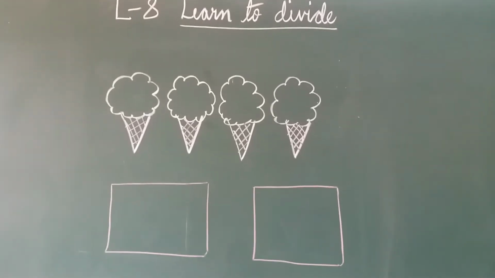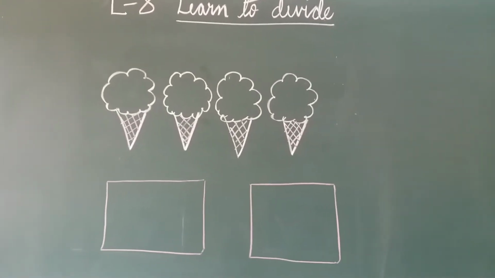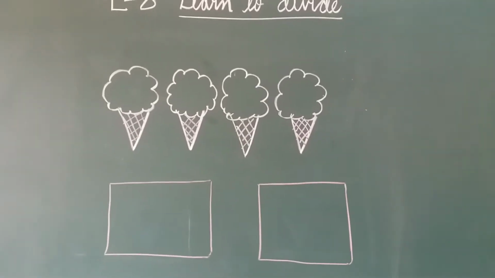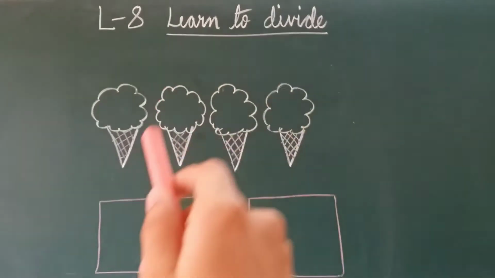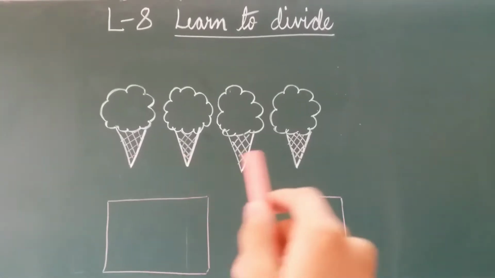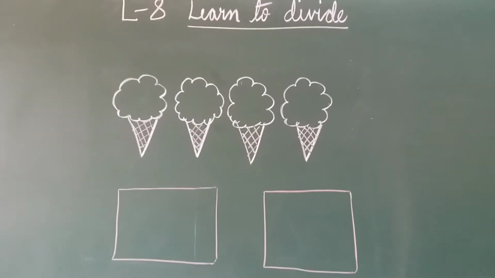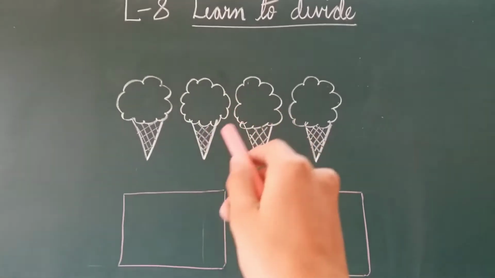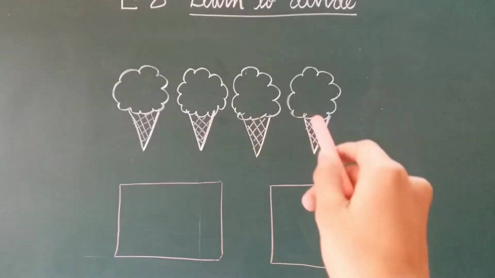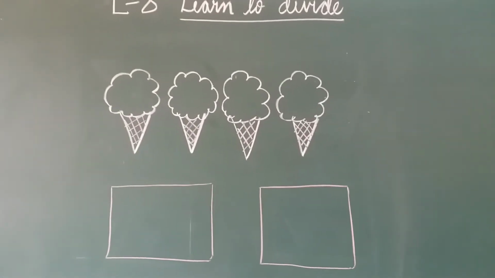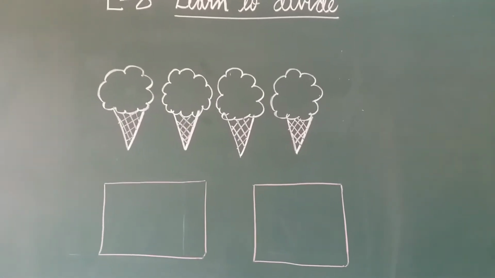To understand the meaning of division, you have to look here. Now children, what can you see on the board? Tell me. You will say, ma'am, we can see ice creams on the board. Now, how many ice creams are there? 1, 2, 3, 4. Now, children, there are 4 ice creams on the board.